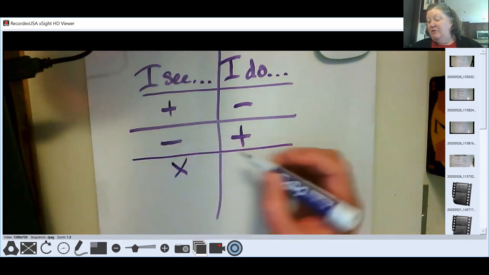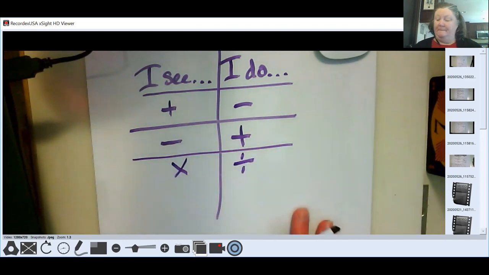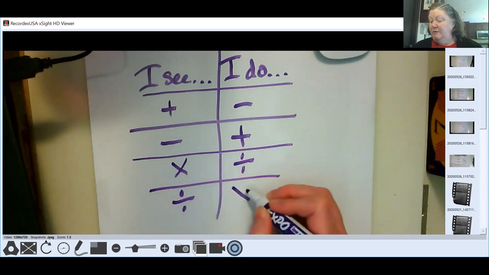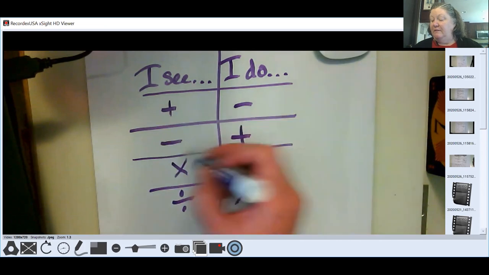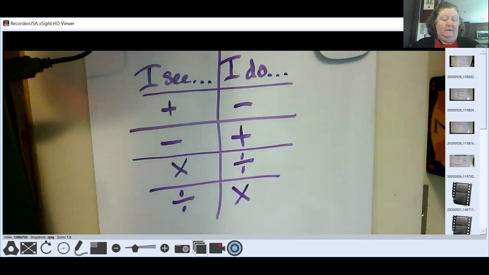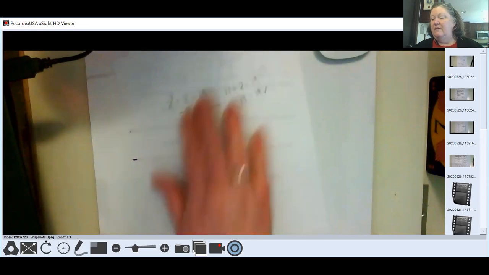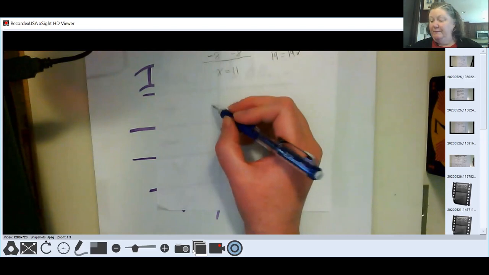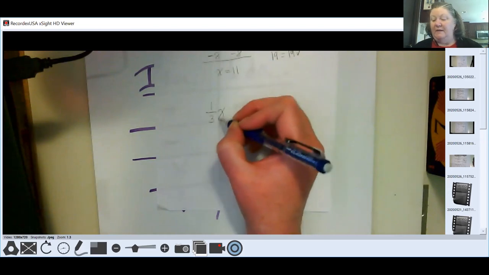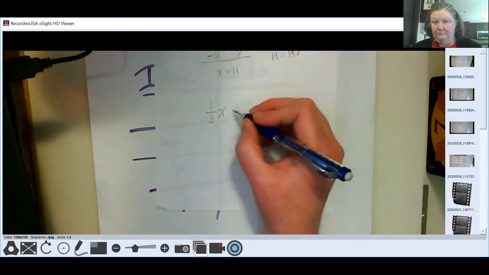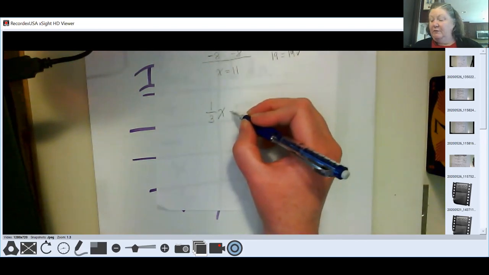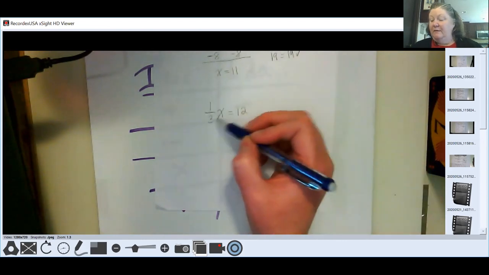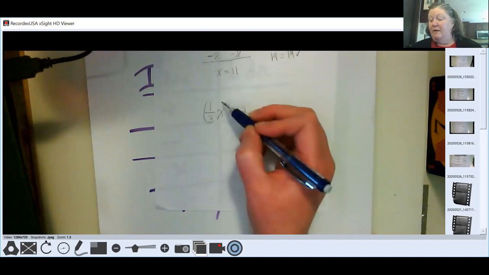Now, when I see multiplication, I do division. And when I do division, I do multiplication. Again, these are opposites of each other. So an example for that, and this is where I think people start getting confused. If I have 1/3 times x is equal to 12. I'm seeing this 1/3 multiplied times the x, and I want to get the x by itself.